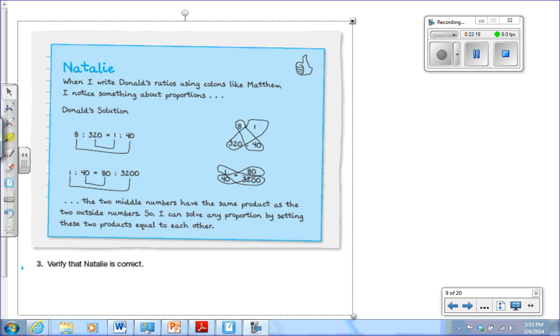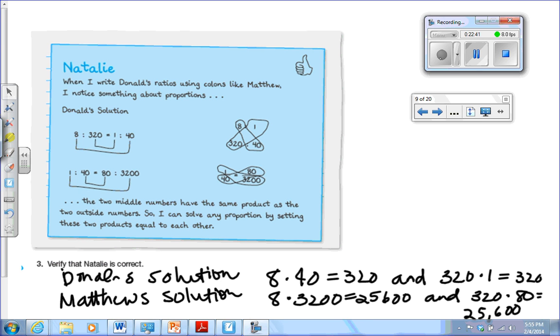Let's take a look at Natalie's. "When I write Donald's ratios using colons like Matthew, I noticed something about proportions." So she looked at Donald's solution, and then she looked at the cross multiplication method. "The 2 middle numbers have the same product as the 2 outside numbers, so I can solve any proportion by setting these 2 products equal to each other." So go ahead and check yourself.